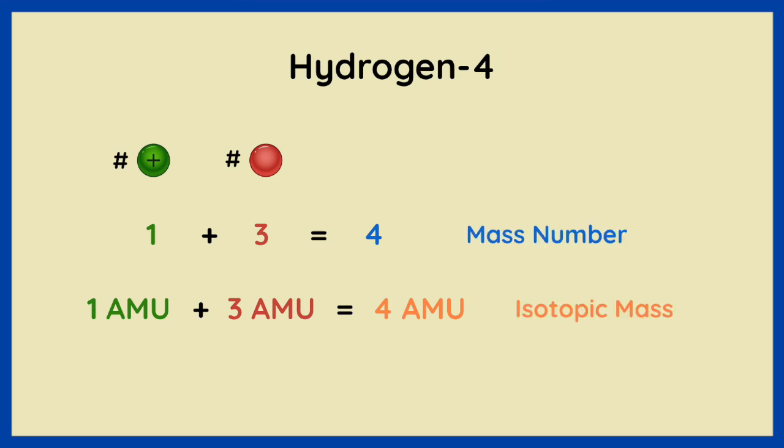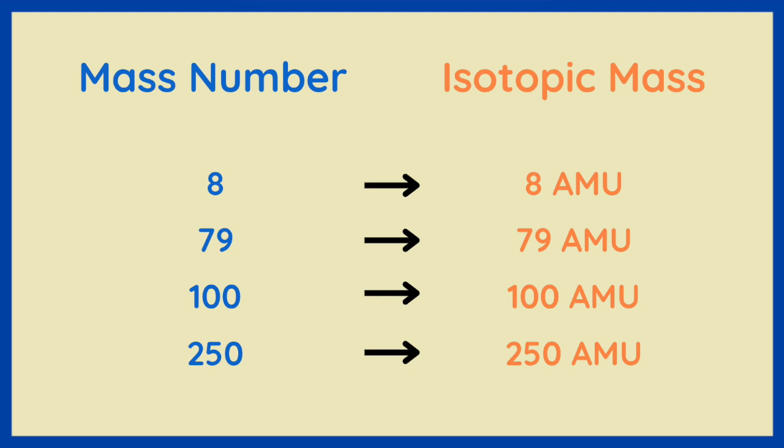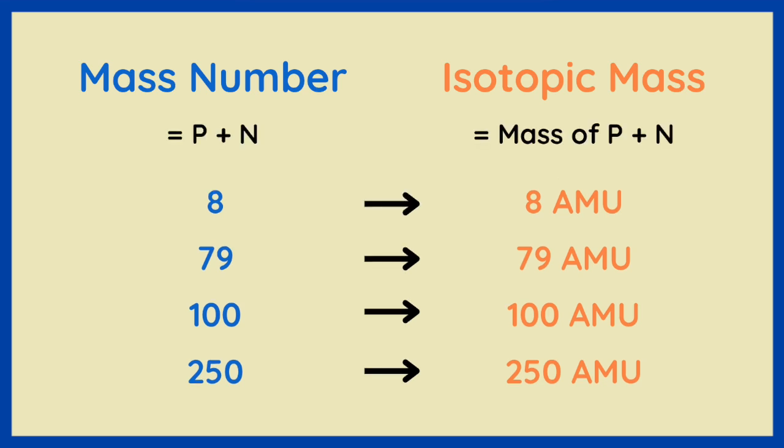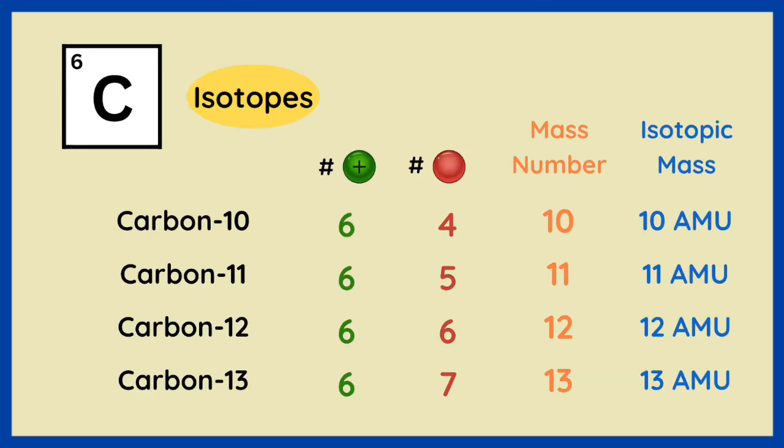And a very small distinction to point out. 4 atomic mass units would be the mass of the isotope, whereas 4 would be the mass number, in other words, the number of protons and neutrons. Very simply, whatever the mass number is, isotopic mass is that same thing but with an AMU. This is because mass number is the sum of all the protons and neutrons, and isotopic mass is the mass of all those protons and neutrons. So if we revisit our isotopes of carbon from earlier, you can see how it connects together. Each has 6 protons because it's carbon, and the different neutron counts lead to different sums and masses overall.